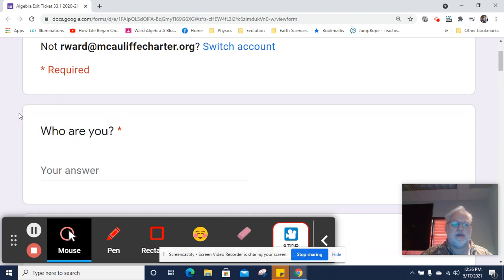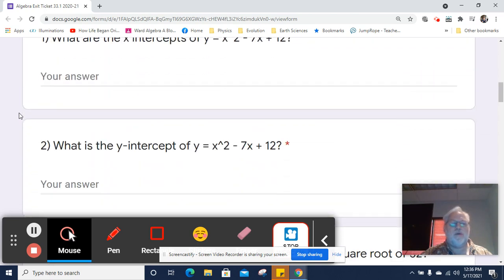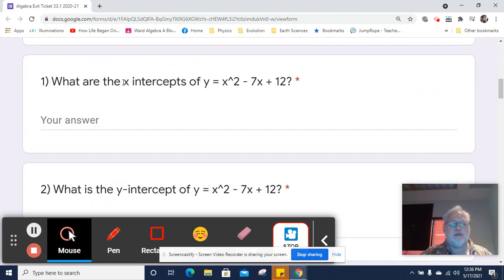So let's do this. We've got this question. What are the x-intercepts of y equals x squared minus 7x plus 12? To find the x-intercepts, one of the key tools we have in our tool belt is to factor it and then use the zero product property.